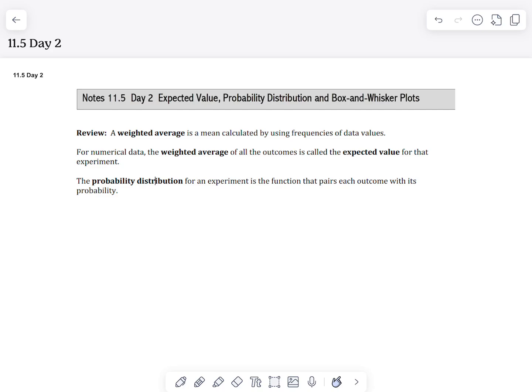All right, we're going to focus on expected value, probability distributions, and box and whisker plots. So the review: we've done a weighted average in our last lesson. What that is, is calculating the mean by using frequencies of data values. For numerical data, the weighted average of all outcomes is called the expected value for an experiment. The probability distribution for an experiment is the function that pairs each outcome with its probability.